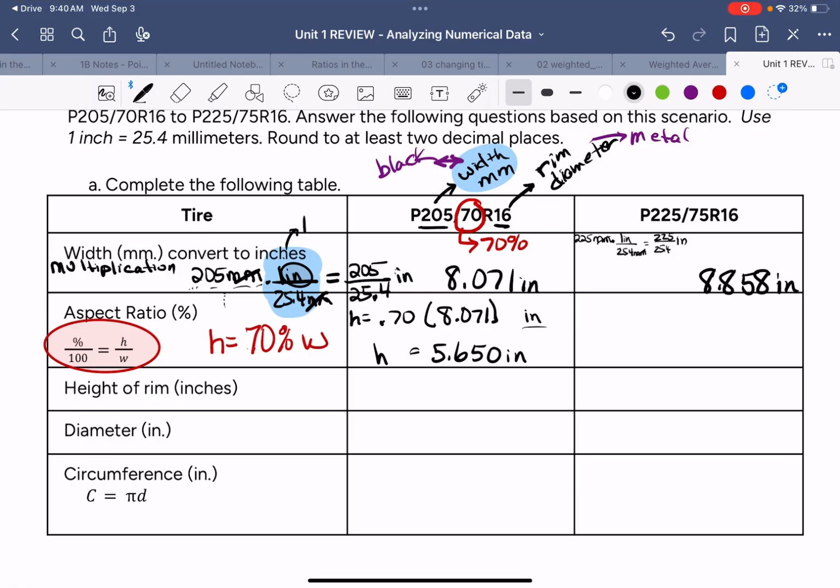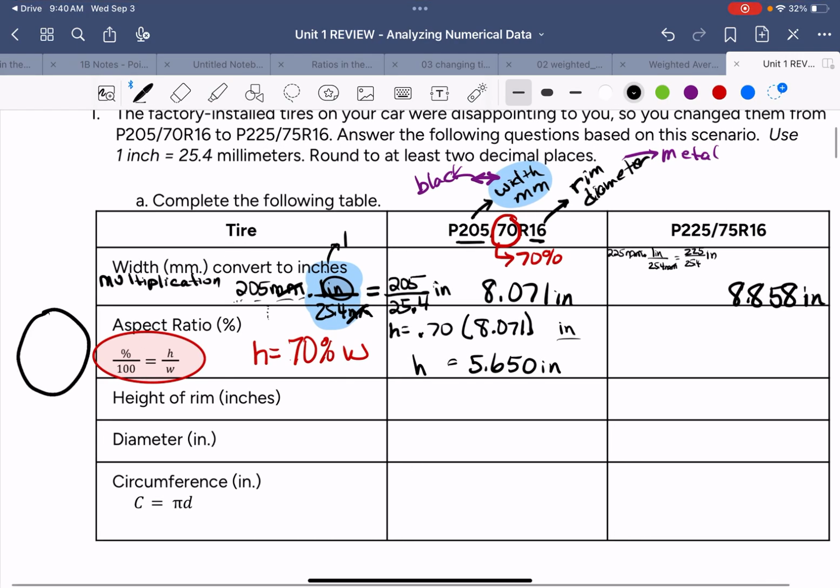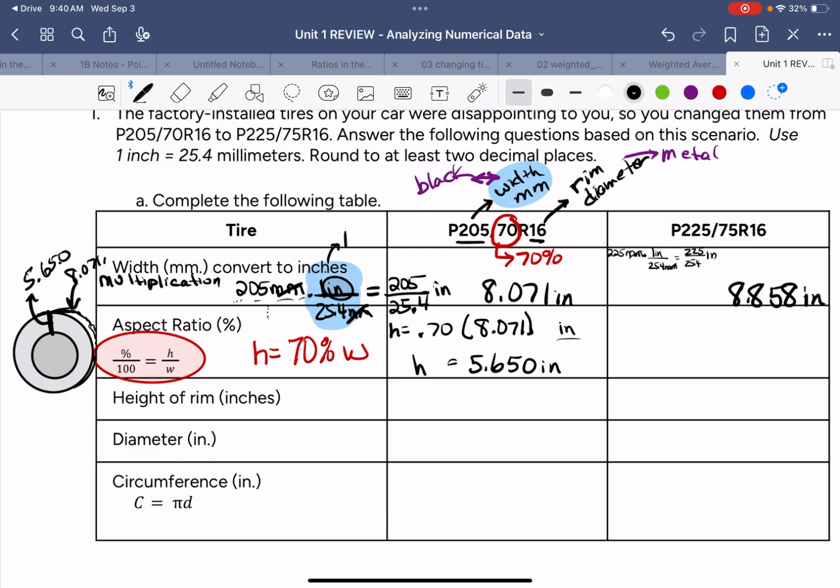inches is my height. And remember, if we think about our wheel, I'm not great at drawing wheels, but we're going to try a little bit. That's this width. 8.071 is the width, and the height is this part of the wheel. That is 5.650. Okay? Now, the height of the rim comes from, as we showed it right here, the height of the rim is 16. That comes straight from the tire, 16 inches.